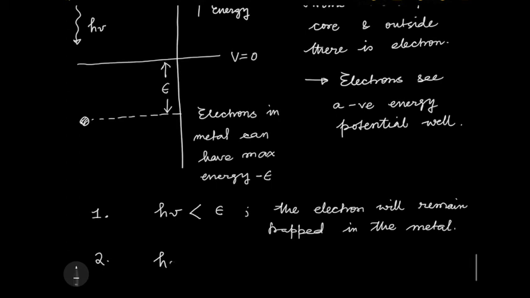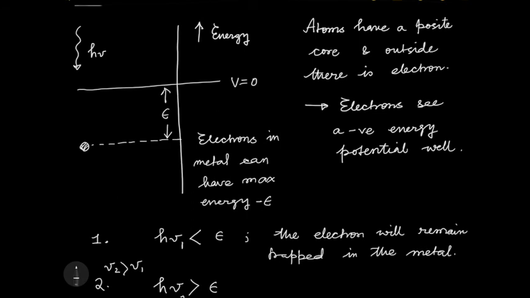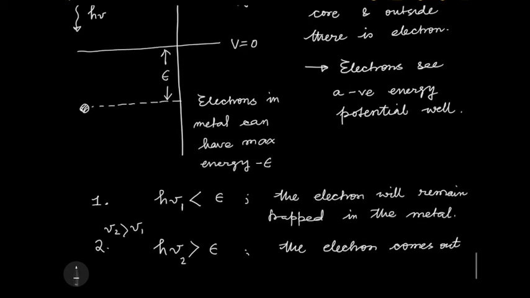However, if I give the electron energy which is greater than epsilon, so the photon which is coming in now, nu 1, this is nu 2, definitely nu 2 greater than nu 1, and I have a photon which is hitting the electron with energy greater than epsilon. So what happens? The electron comes out of the metal.